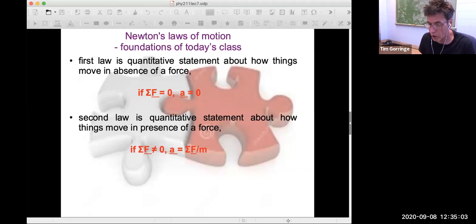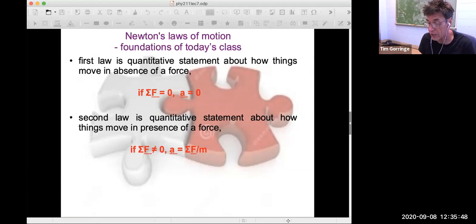Second law was a statement about how things move in the presence of a net force. So the second law describes how a body will accelerate if there's a net force on the body. And that acceleration will be in proportion to the net force that's acting, and in inverse proportion to the mass of the body or the inertia of the body. So the larger the force, the greater the acceleration. The smaller the force, the smaller the acceleration. The bigger the inertia or mass, the smaller the acceleration.